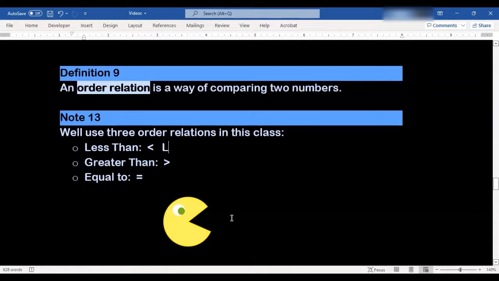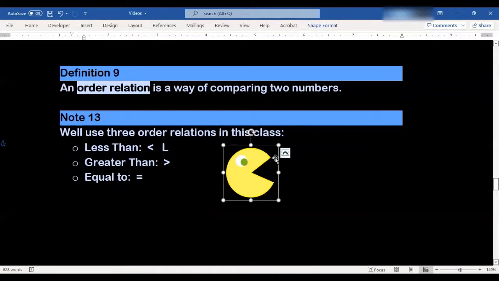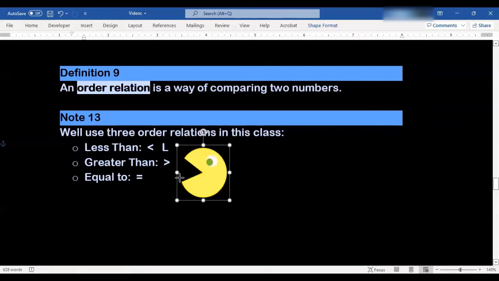When we go to use these order relations, you can think of a very hungry face, which is what I've got here. The hungry face likes to eat the larger number. So for example, this would be a less than sign because I would have a smaller number here and a larger number here. The hungry face is going to be eating the larger number. Similarly, if it was facing the other way, then this would be a greater than sign because it would be eating the first number, meaning the first number is greater than or larger than the second number.